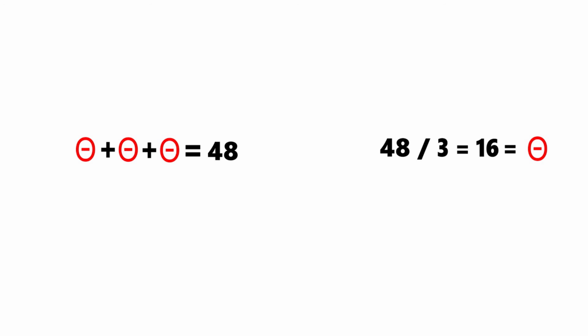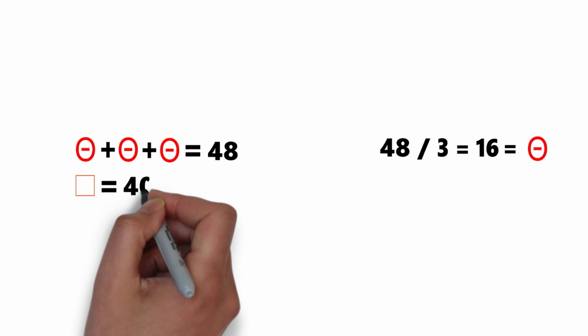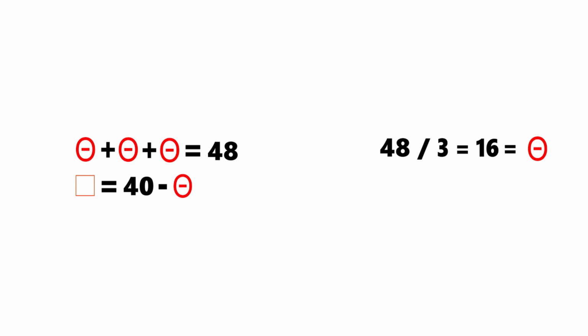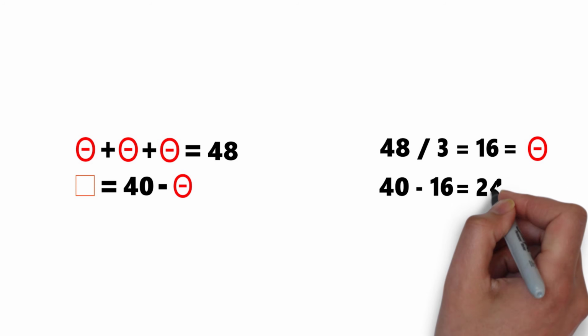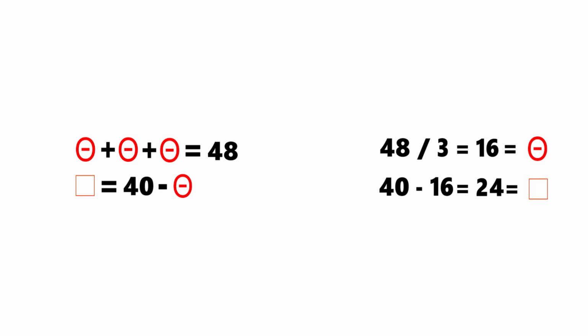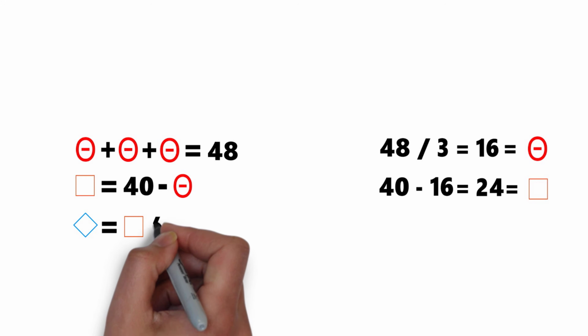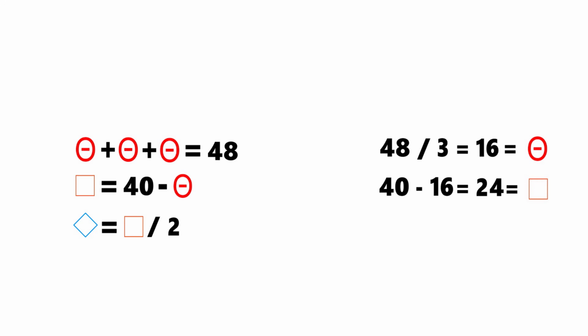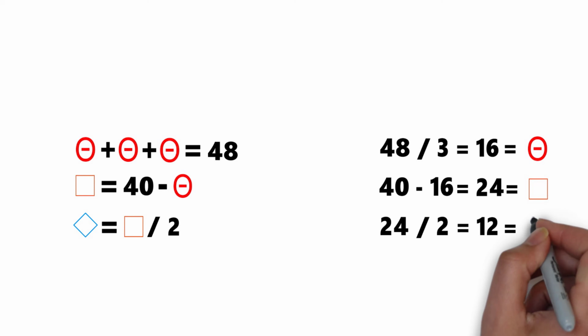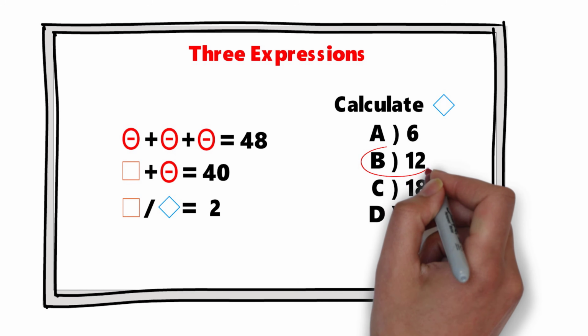In the next step, we need to calculate the square. Square equals 40 minus the circle, which equals 40 minus 16, and the result equals 24. And in the last step, we need to calculate the diamond. Diamond equals square divided by 2, which equals 24 divided by 2, and the result equals 12. So the correct answer is choice B, 12.